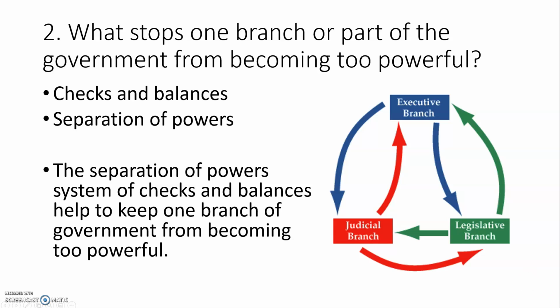If you look at the diagram, you can see that each branch has the arrows of power going both directions. So, for example, the executive branch has some power over the judicial branch, and in return, the judicial branch has some power over the executive branch. So you see this goes for all three branches. In this way, each branch balances the powers of the others.